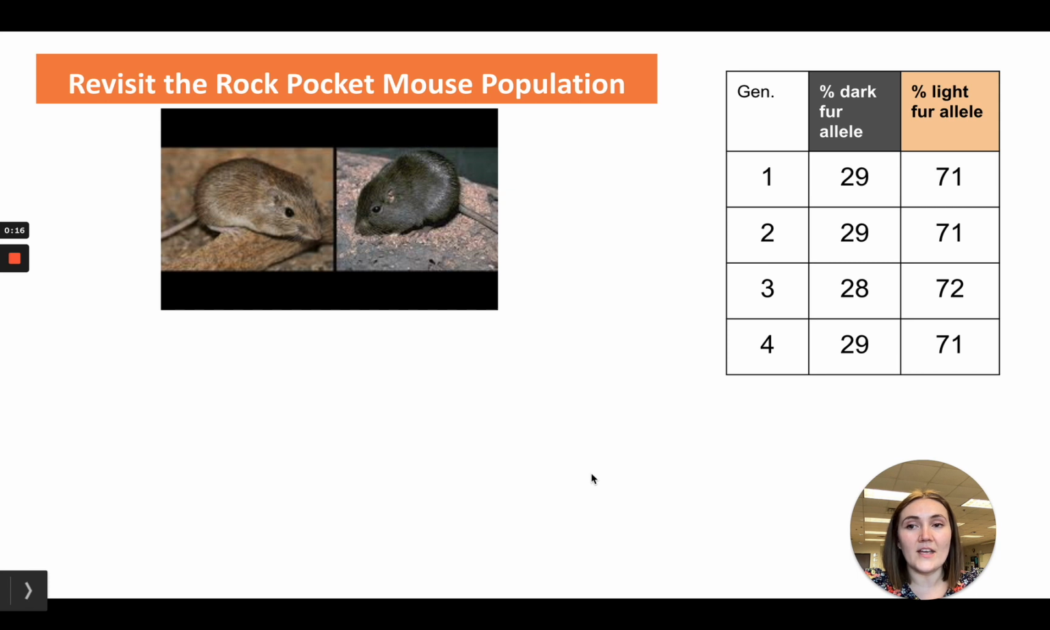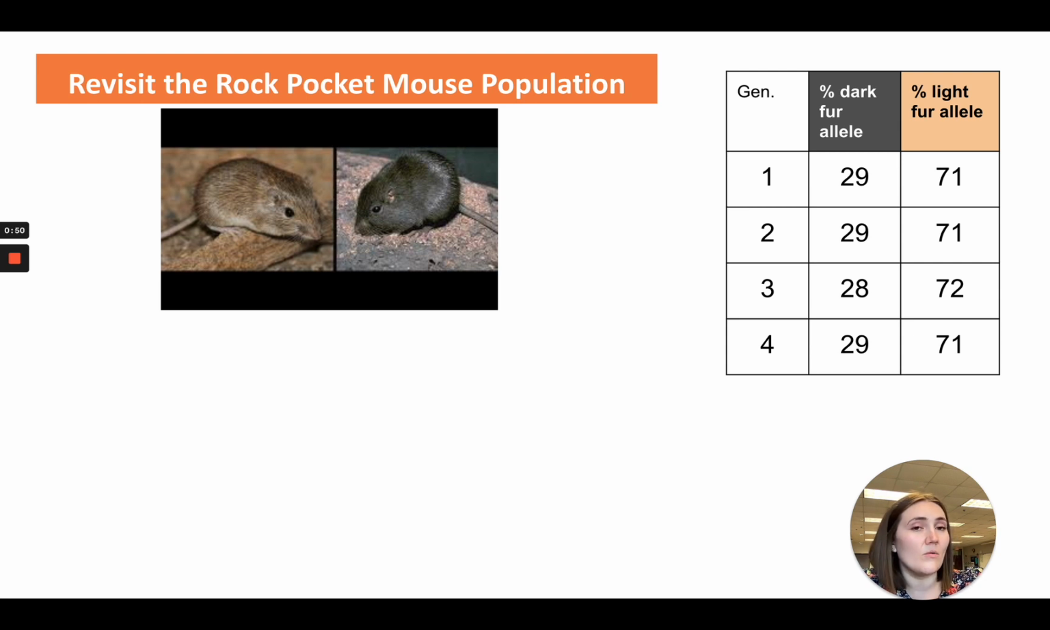So we're going to take a look at the rock pocket mouse population again, and what I want you to notice here in this table is we can see 4 generations are present. So we're going to pretend that a field biologist went out into the field and they were collecting data, let's say DNA samples from this population, and they noted that in the first generation, 29% of the gene pool consisted of the dark fur alleles, and 71% contained the light fur alleles.